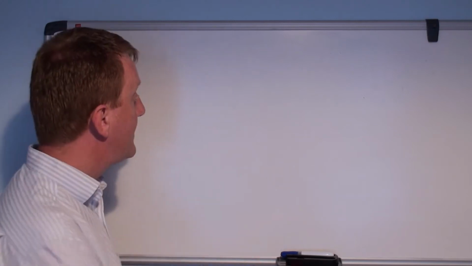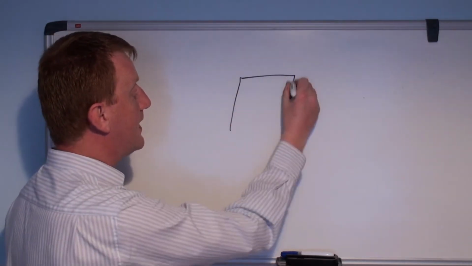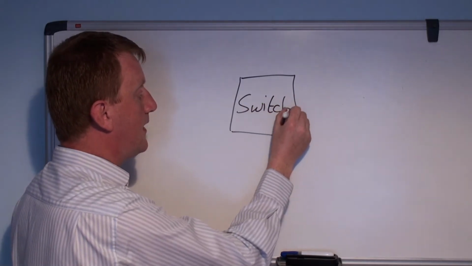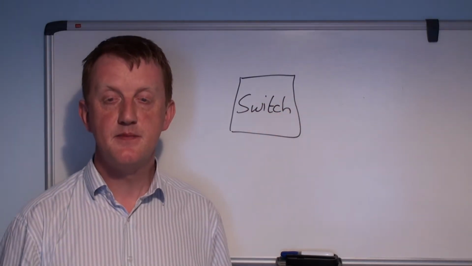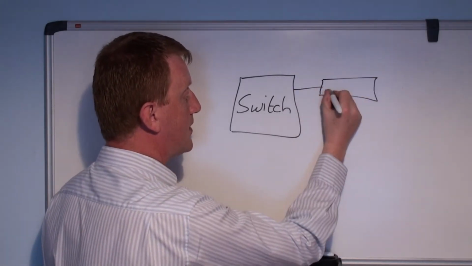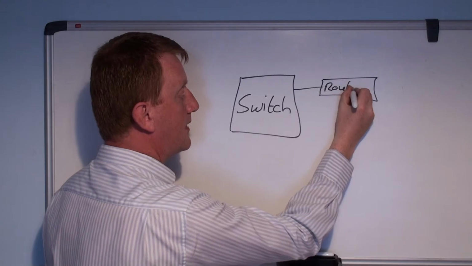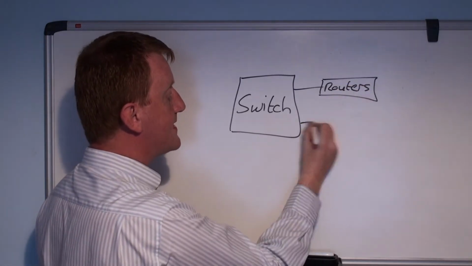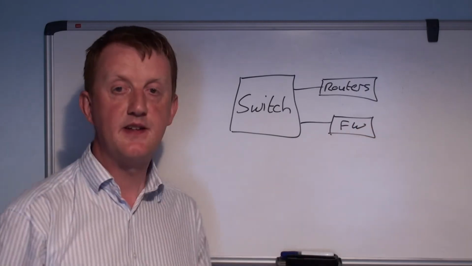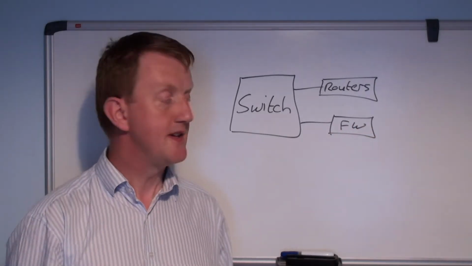So let's map out a simple network here. At the core of this network, I have got a switch. Now, most networks nowadays will have what's known as a managed switch. And off my switch here, I've got one or more routers connecting my office to remote sites. And I also have got a firewall connection here, connecting this office to the internet.